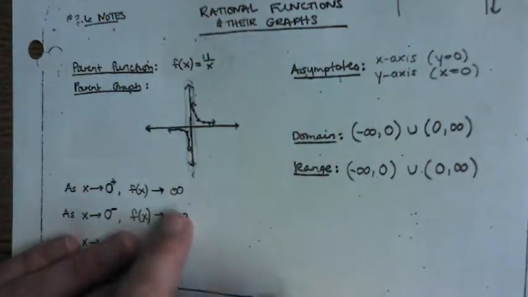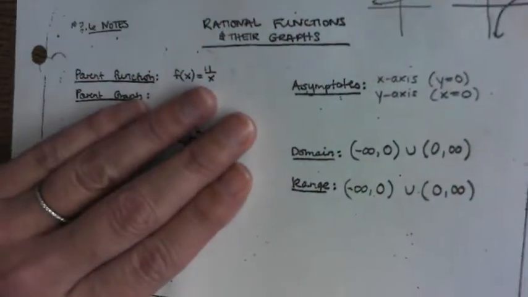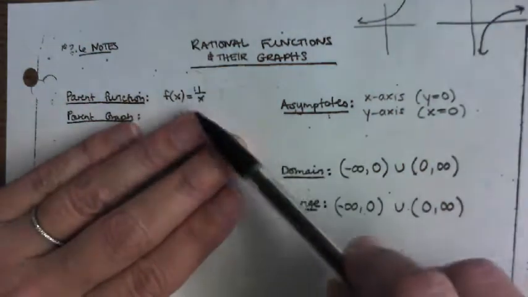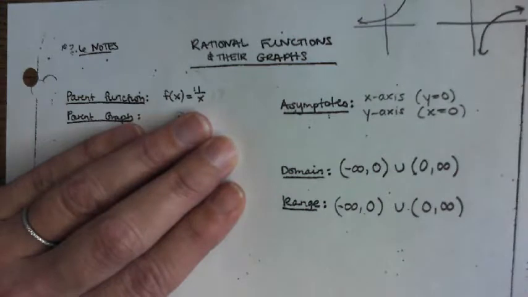Obviously, visually, we can see what we just came up with. Let's pretend we didn't have a graph, and let's pretend we didn't know what this looked like. If x is approaching 0 from the right, give me a number that's slightly to the right of 0.